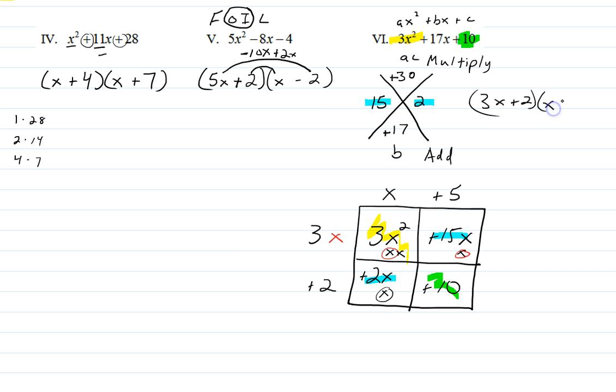And so I think the answer here is going to be 3x plus 2 times x plus 5. And again, I would just quickly check this. 3x and x is 3x squared. 2 times 5 is 10. Now you check the OI. 3 times 5 is 15. 2 gives us 2x, so 15 and 2x gives us 17x, so that is the answer.